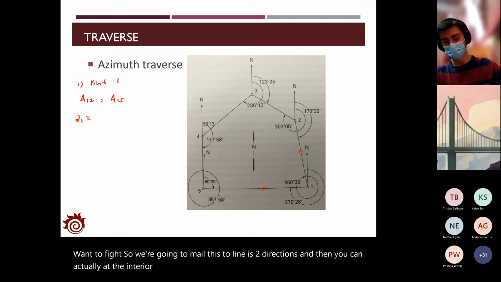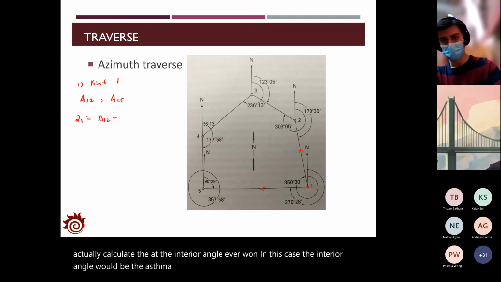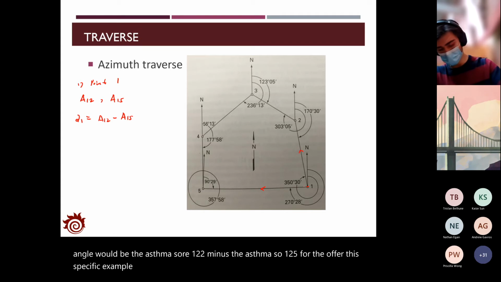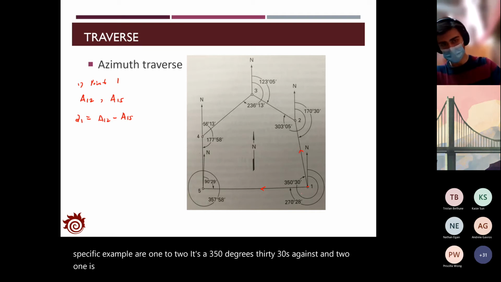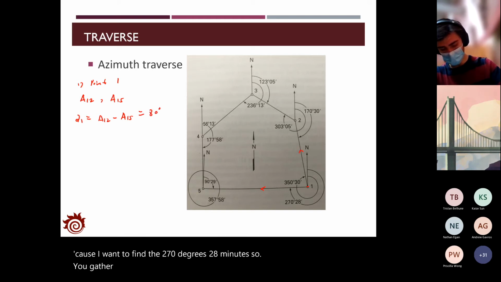1. In this case, the interior angle would be the azimuth of 1 to 2 minus the azimuth of 1 to 5. For this specific example, 1 to 2 is 350 degrees, 30 seconds, and 1 to 5 is 270 degrees, 28 minutes. So you get the result as 80 degrees, 2 minutes.